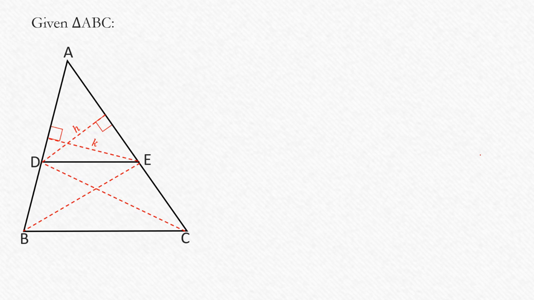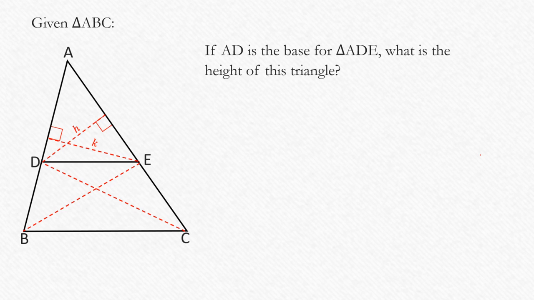If you check also, we have triangle BDE. We have triangle CED. Those are the triangles that we have there. Let's talk about those triangles. If AD is the base of triangle ADE, this triangle, what is the height of this triangle? If AD is the base, what is the height? The height is K. But if the base is AE, the height is going to be H.